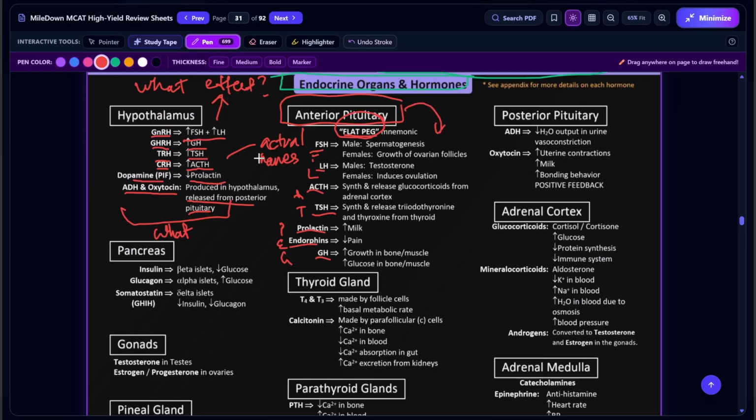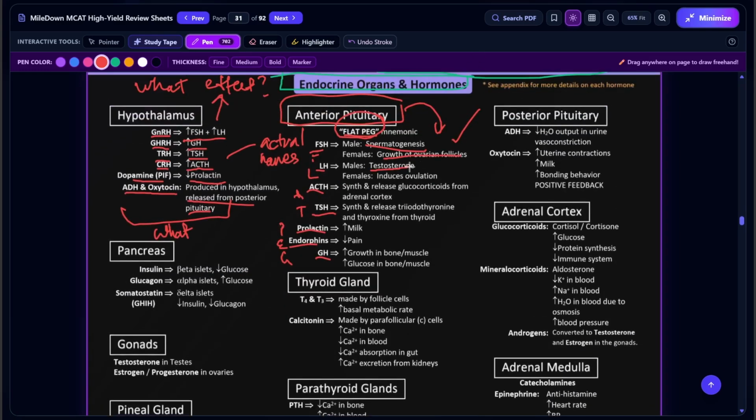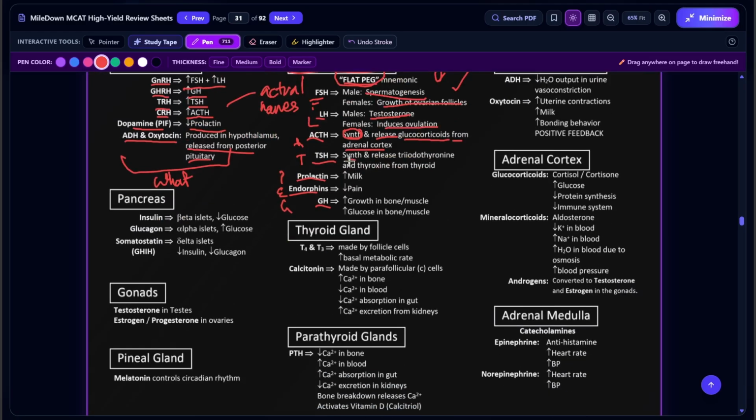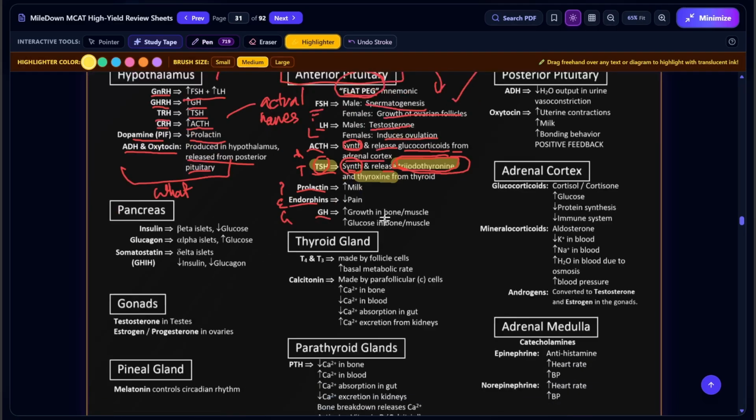And then you have to remember that FSH causes spermatogenesis in males. In females, it was the growth of ovarian follicles, so we already went over that in the other chapter. LH in males induces testosterone, and in females induces ovulation. ACTH synthesizes and releases glucocorticoids from the adrenal cortex. You just need to know that this causes this. You don't have to know that much. This causes this. And TSH causes release of thyroxine from the thyroid.